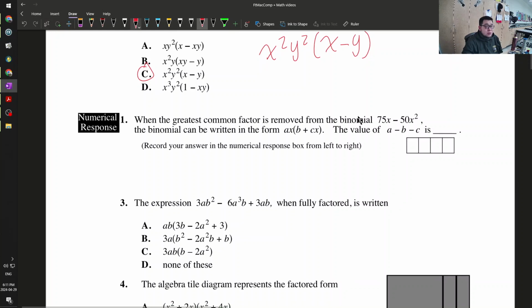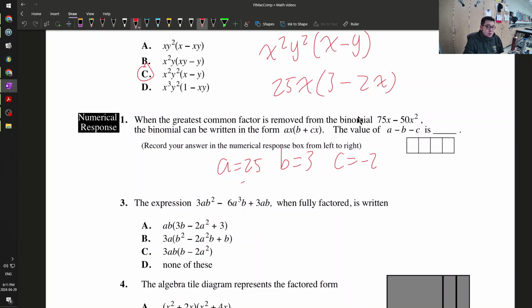Now response 1, the greatest common factor. When the greatest common factor is removed from the binomial, the binomial can be written in this form. The value of a minus b minus c is. So 75 and 50 have a common factor of 25. x and x squared has a common factor of x. What is left? 3 minus 2x. So a is equal to 25, b is equal to 3, and c is equal to negative 2. So a minus b minus c, 25 minus 3 minus negative 2 is equal to 22 plus 2, which is equal to 24.